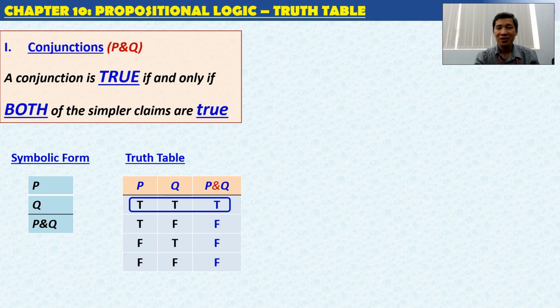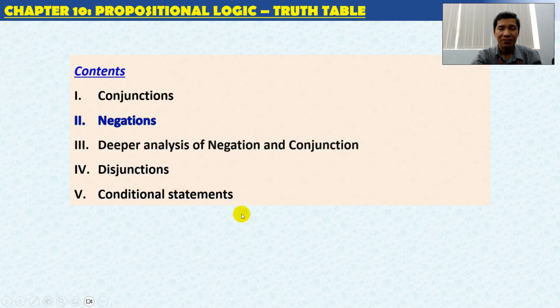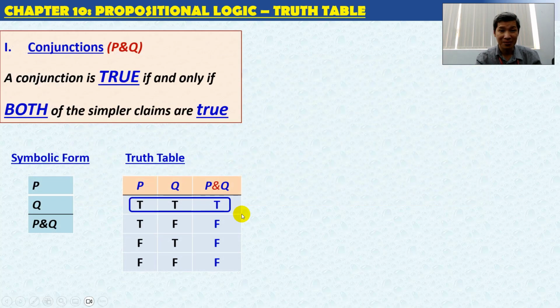But remember, the theory is that when the premises are true, the conclusion must be true. Then we just analyze the case when all the premises are true. We see only the first line, P is true, and Q is true. Then all the premises are true. This is the only case, and the conclusion is also true. Then this is a valid argument, right?